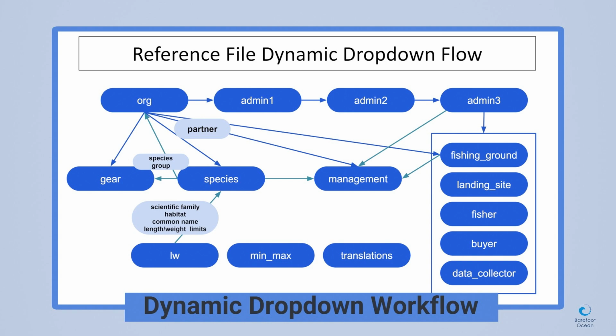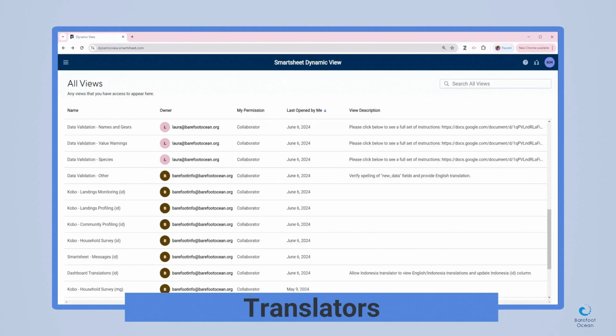This diagram shows the dynamic connections between the reference files. For example, the species group field in gear ref is a dynamic dropdown connected from the species ref. Finally, translators can add or revise language translations for the dashboard, Kobo surveys, Smartsheet messages, and guidance documents in Smartsheet Dynamic View. Translations are based on the English or E in column.